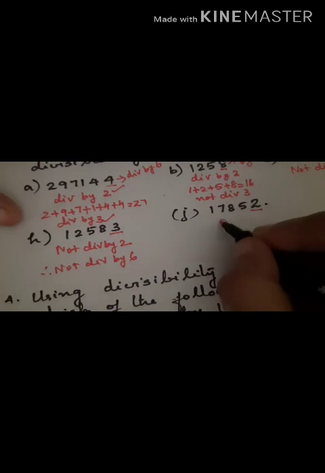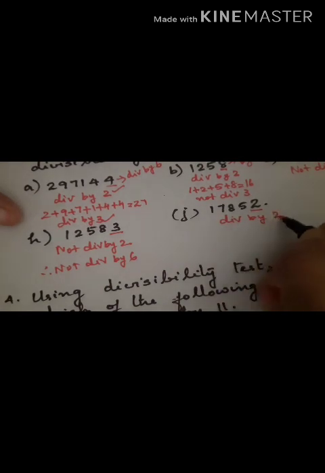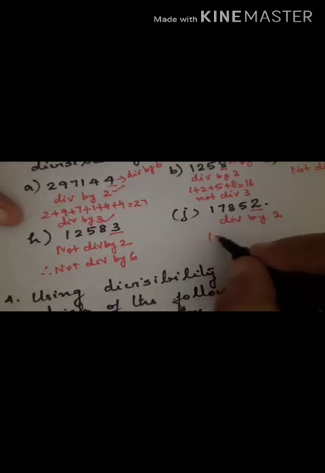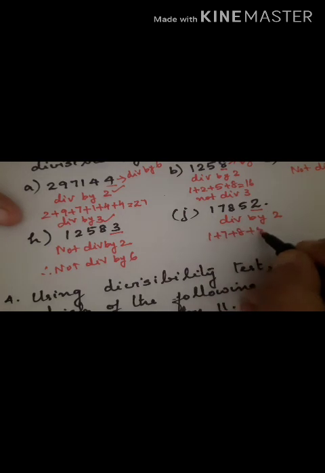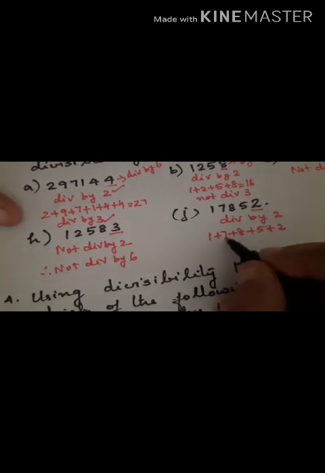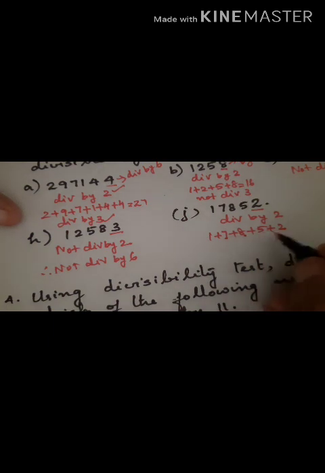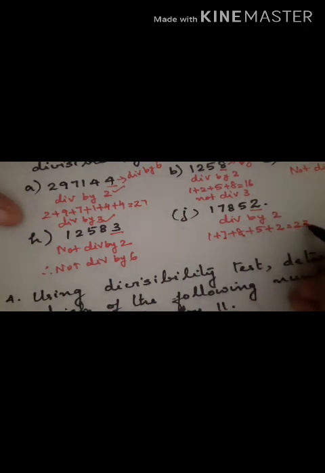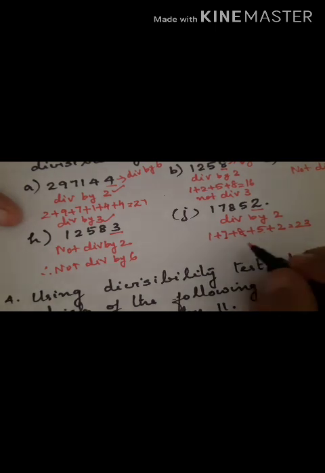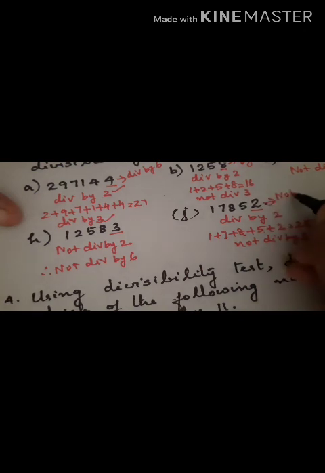Now here, the next one. Last digit is 2. So it is divisible by 2. Then to know the divisibility of 3, add it. 1 plus 7 plus 8 plus 5 plus 2. 7 plus 1, 8. 8 plus 8, 16. 16 plus 5, 21. 21 plus 2, 23. 23 is not a multiple of 3. So it is not divisible by 3. Therefore, the number is not divisible by 6.